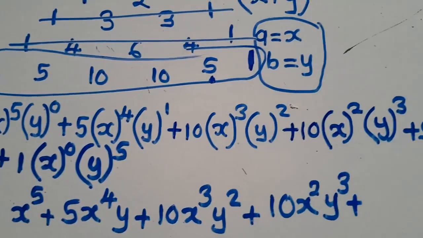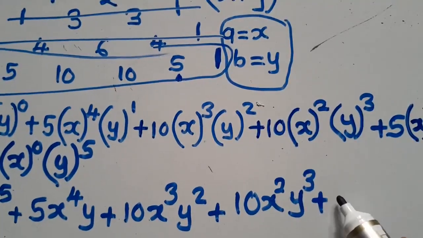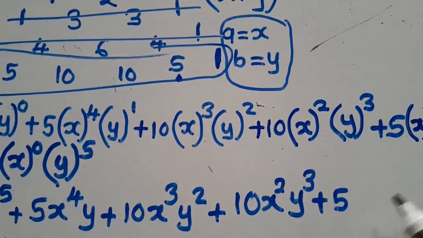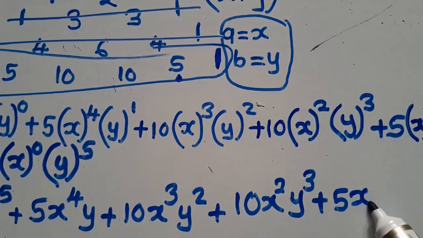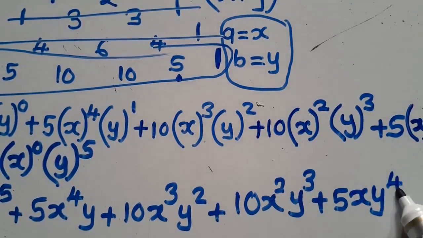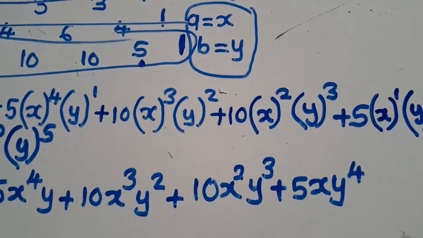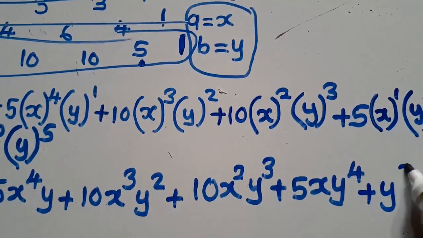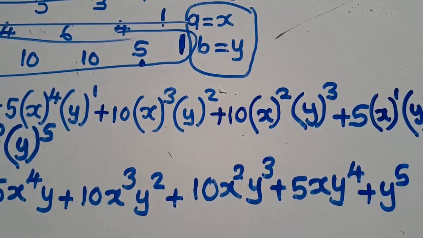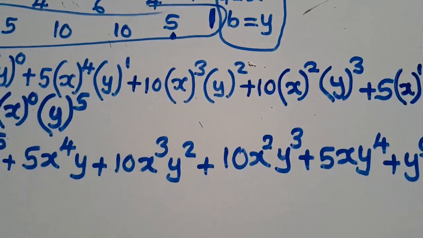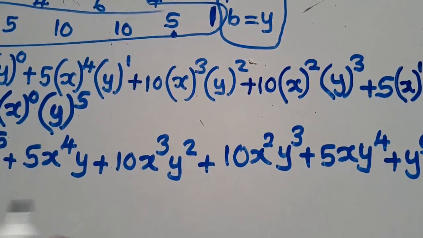So I continue, just getting this the way they are. There is a 5 there, so x, then y power 4, like that. Then finally I've got this one. This one here will give me a 1, so it is the same as y power 5. So plus y to the power 5. So finally, this is my answer.